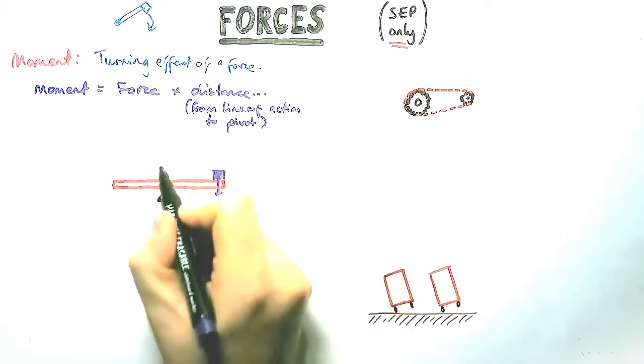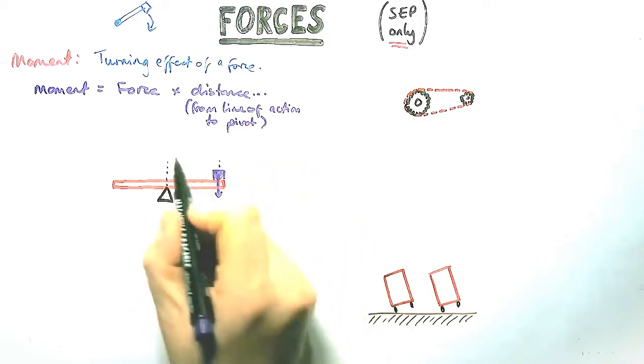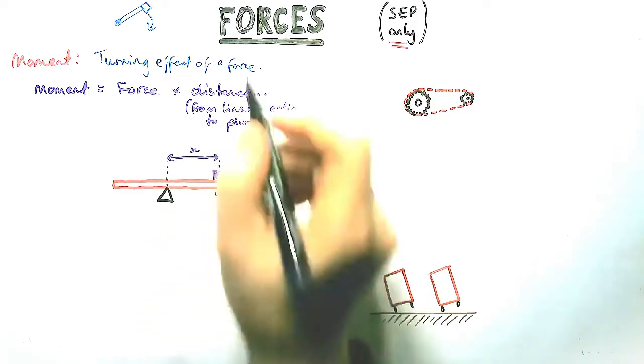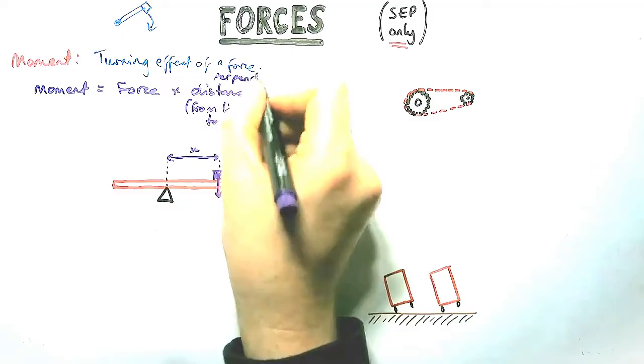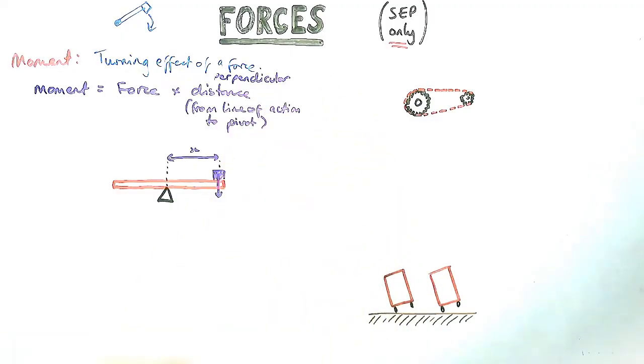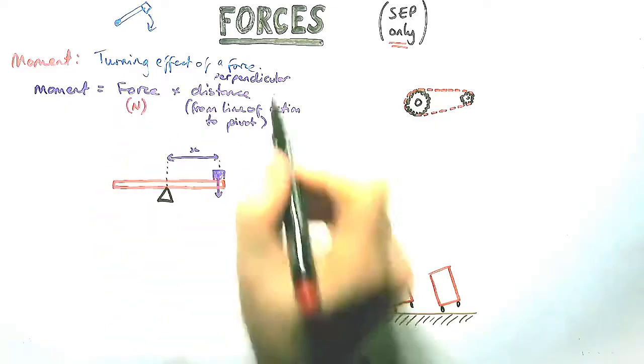So let's say this block here, the line of action is the line going downwards. That's the weight of the block. Now, the distance between the block and the pivot is the distance that we're talking about in the equation. Perpendicular just means at right angles to the force, so they are 90 degrees to each other.